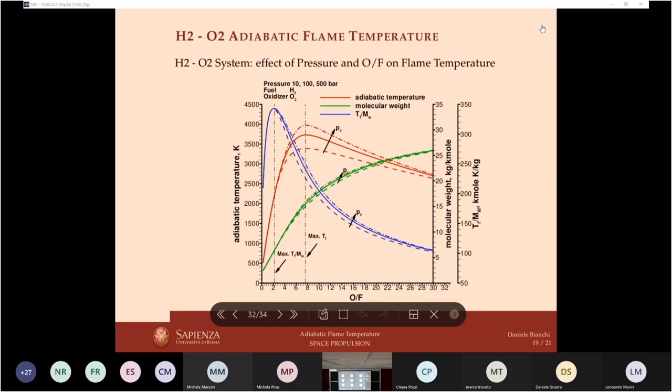And you see that here the maximum of T over M occurs at an even lower value of OF, the blue line. The blue line shows the maximum of TC over M, here written TF, but with our names this is TC, and it occurs here, whereas you have seen before that the maximum of delta H should be at about 4. But again, you see the temperature, you have already seen, and the molar mass with the green line.